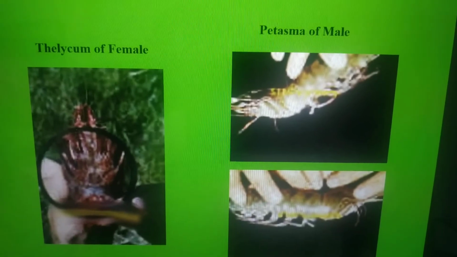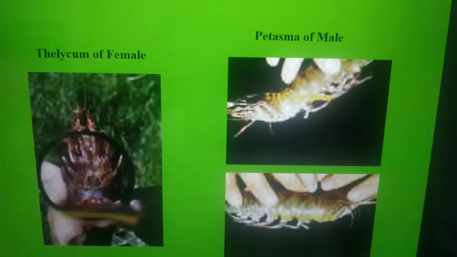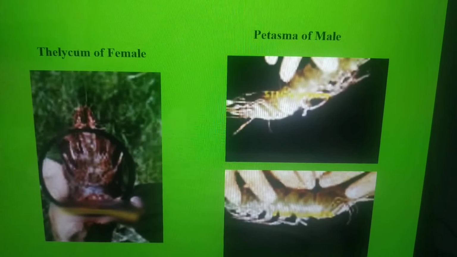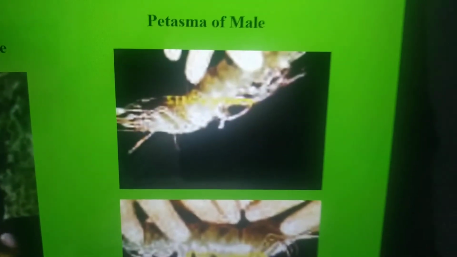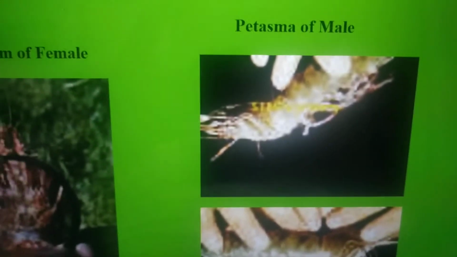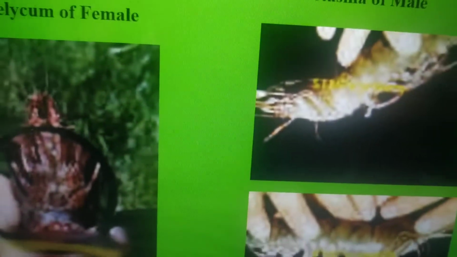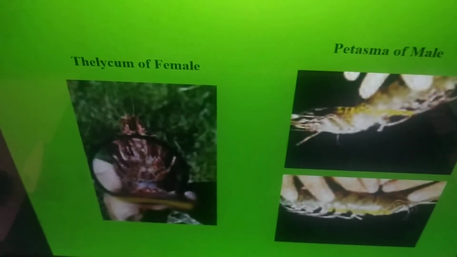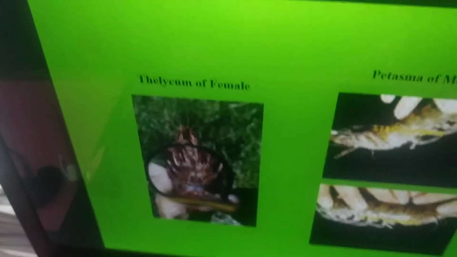Then you have to know how to differentiate male and female, right? In most shrimps, the male sexual organ is the petasma, and the female sexual organ is the thelycum. You should be thorough in that, otherwise you will confuse yourself. Sometimes you select a male as a female.